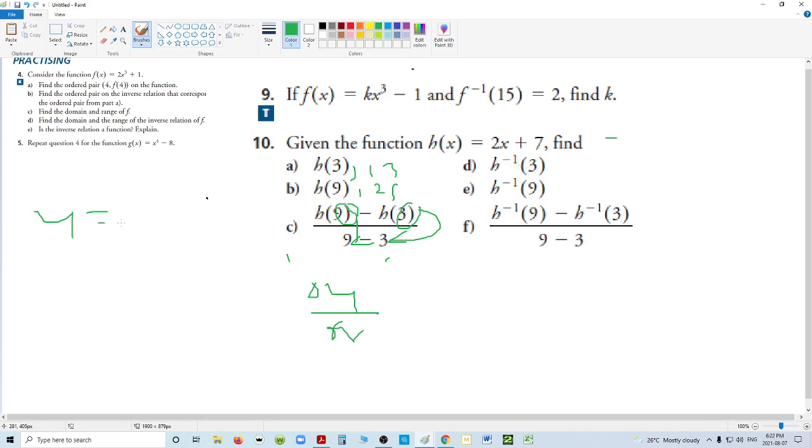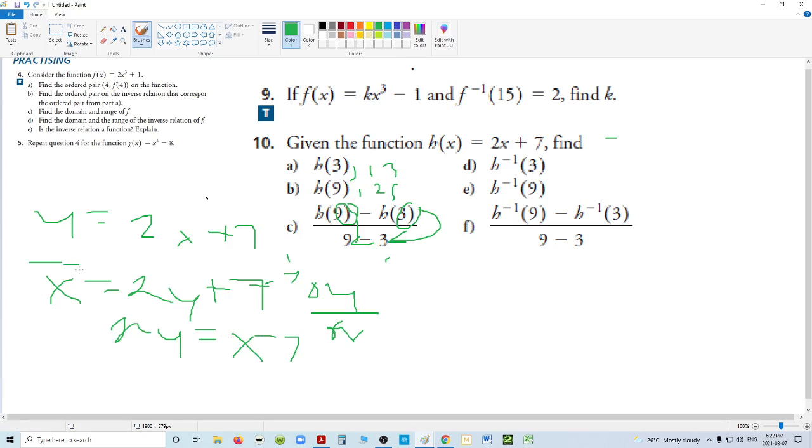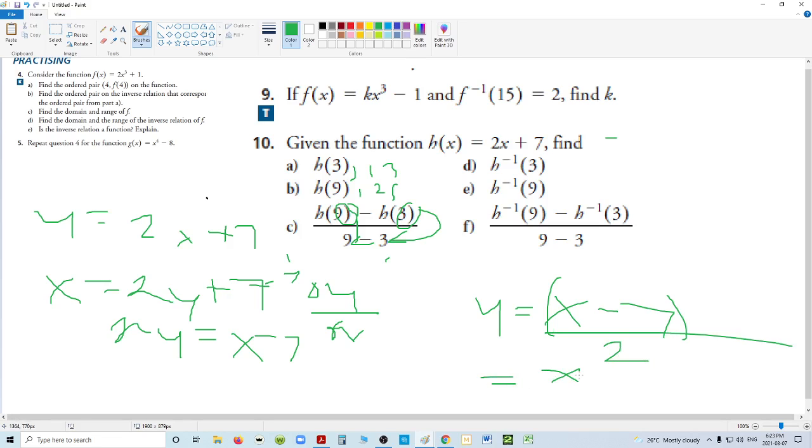So we start with y is equal to 2x plus 7, the original equation. Then we swap our x and our y. See if you can see what I'm doing. Then we're trying to get y all alone. So I get 2y is equal to x minus 7. What did I do there? I subtracted 7 from both sides. So I divide both sides by 2. I get y is equal to x minus 7 in brackets, divided by 2. Then I can rewrite it as x over 2 minus 7 over 2.